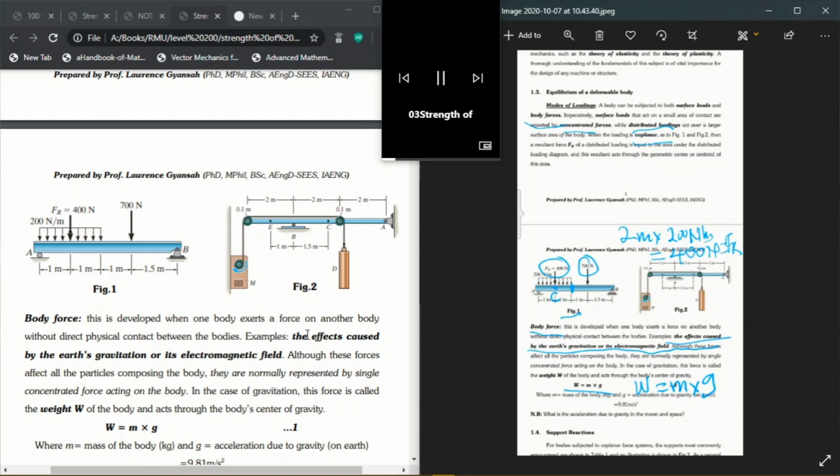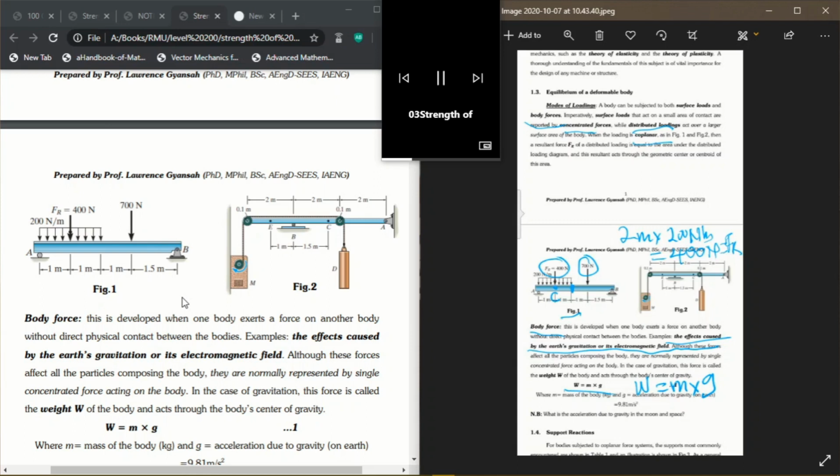Like in figure 1 of the lecture material, as I repeat myself, you could see 700 Newton is a concentrated force. It's very clear. Whilst 200 Newton per meter there is a distributed loading. Whereas FR, which is 400 Newton, also is a concentrated force. It's very clear there. And so on. Now, if you look at figure 1, which is coplanar, if you say coplanar, it means all the forces are acting on the external surface of the object and it's at equilibrium.